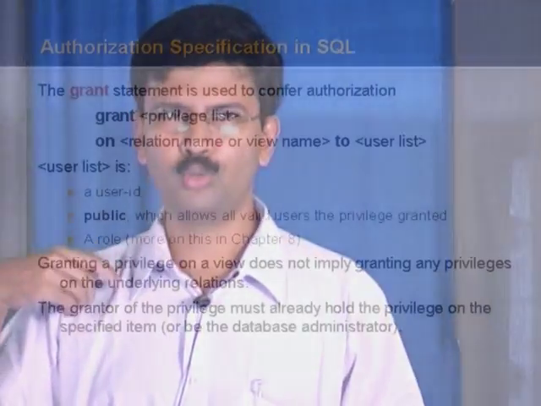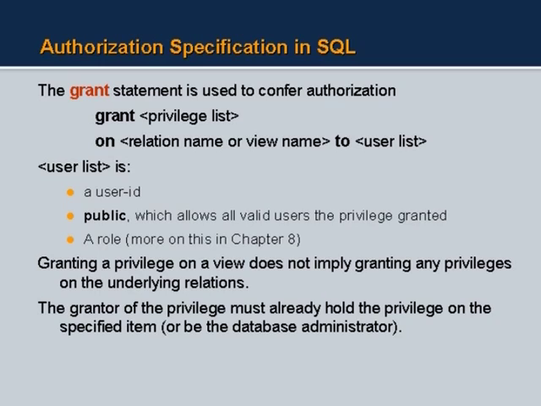And more important, the grantor of the privilege, whoever is doing the grant, some user is logged in and executing this grant. The grantor of the privilege must already hold the privilege on the specified item or be the database administrator. So, there is a grantor and a grantee. The grantor grants a privilege to a grantee, and the grantor must have that privilege. In fact, in SQL, you must not only have the privilege, there is also an authorization to grant that privilege. So, you can, for example, give a privilege to read to somebody, but not allow him to grant that privilege onto somebody else. Okay? So, to be able to grant it further, there is a different authorization. We won't get into all the details. Most of those are not used that much in practice. So, I'll just look at the top level.